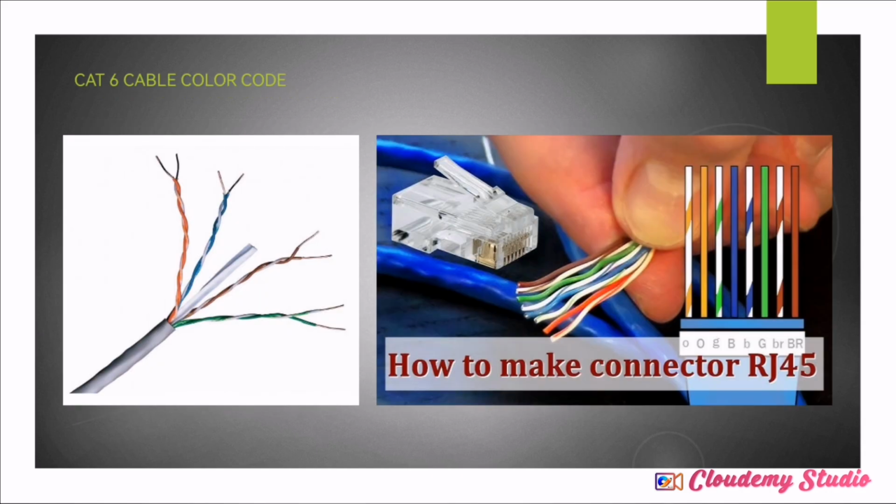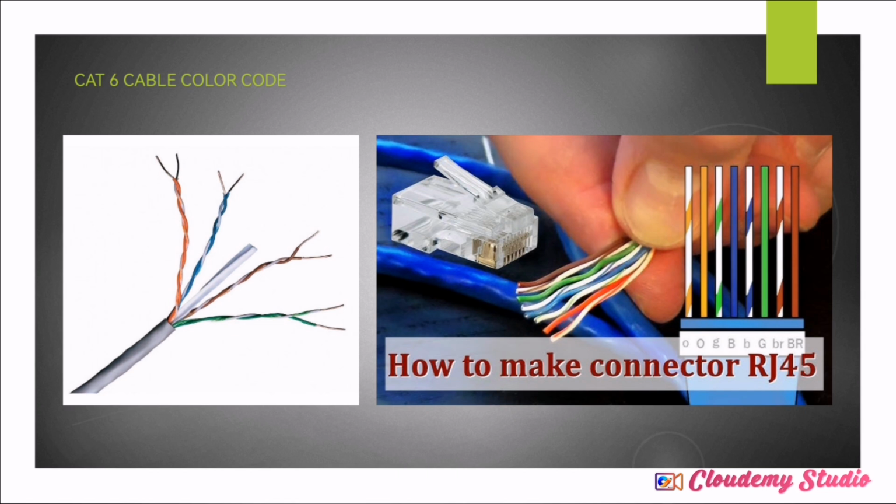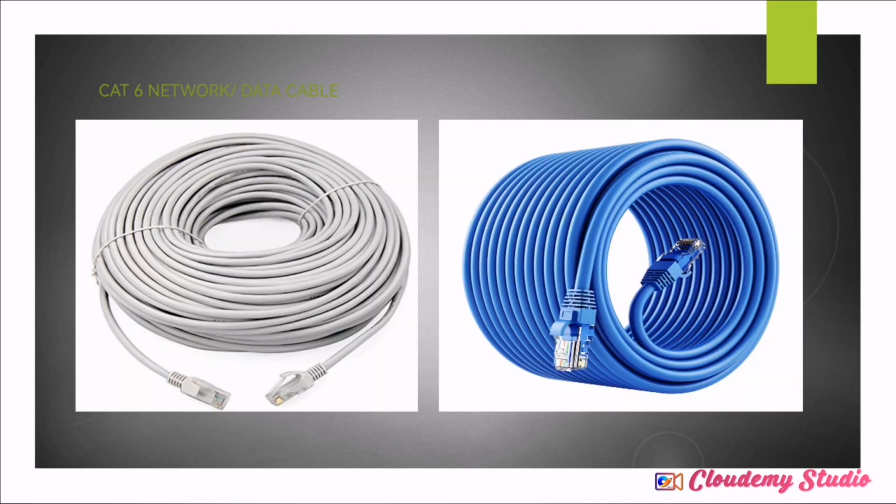Here, as you can see, this is the Cat6 cable color code. This is the color code you need to follow to make the RJ45 connector, the way it looks here and even here. They start with how to make the RJ45 connector. This thing that you are seeing here is the same. This or this one, that's the same.